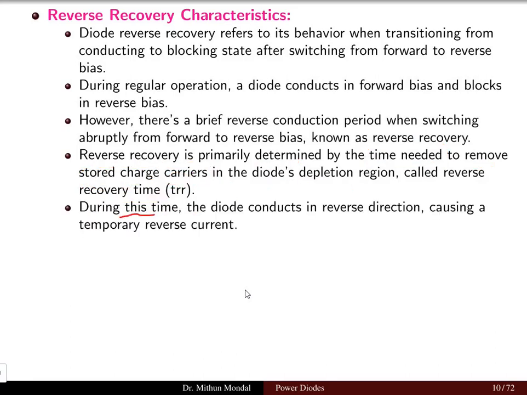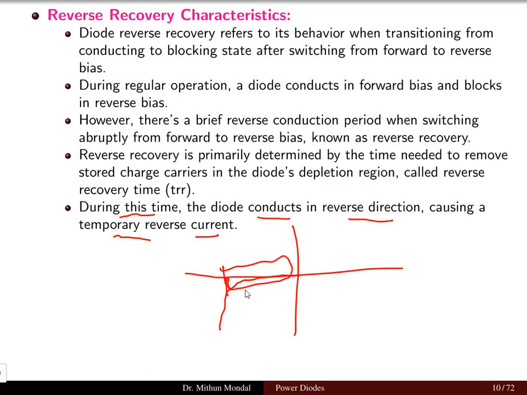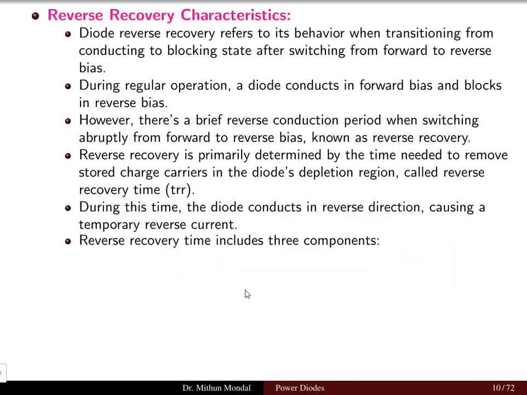During this time, the diode conducts in the reverse direction, causing a temporary reverse current. So we have seen that the diode is basically conducting in the reverse direction, and here you have the reverse saturation current flowing. Some charges are stored because you are changing the direction of the potential from positive to negative. For a small duration, some charge is present, and this charge has to be removed from the network, and that time taken is known as the reverse recovery time.